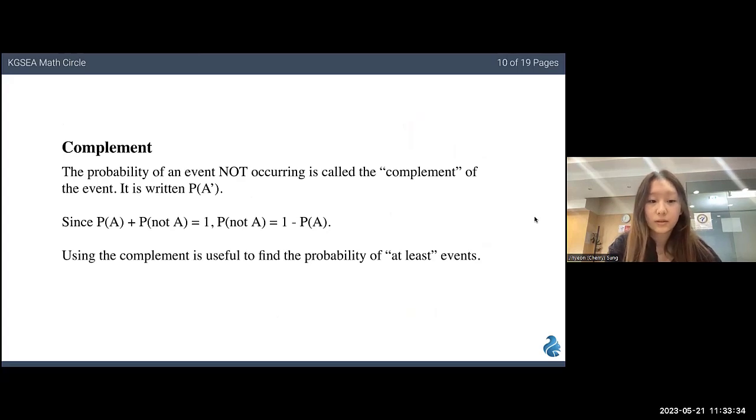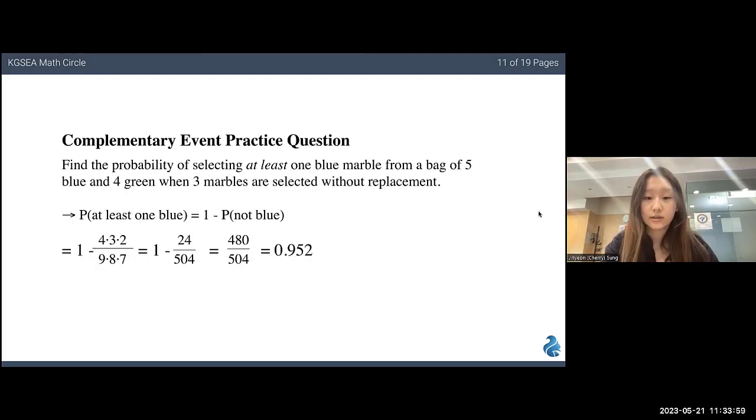The complement is the probability of event A not occurring, and it is written as P(A'). Since the probability of A happening and the probability of A not happening equals 1, like a whole, P(not A) would equal 1 minus P(A). Using the complement is especially useful in finding the probability of at least events. So here's a practice question using the at least event. Find the probability of selecting at least 1 blue marble from a bag of 5 blue and 4 green when 3 marbles are selected without replacement.